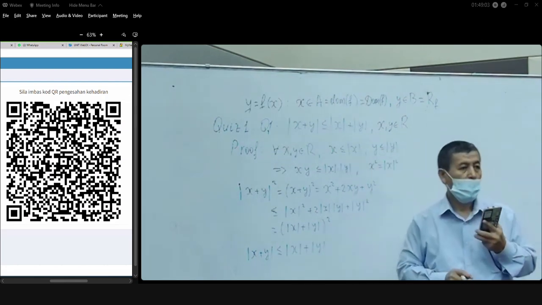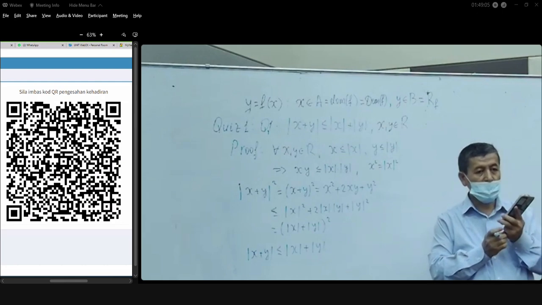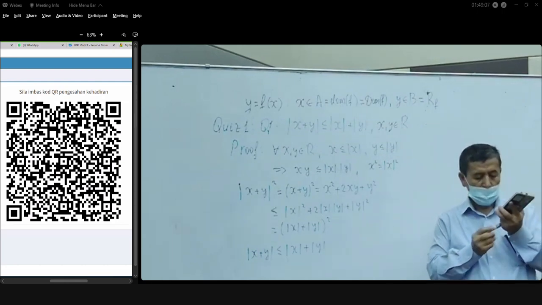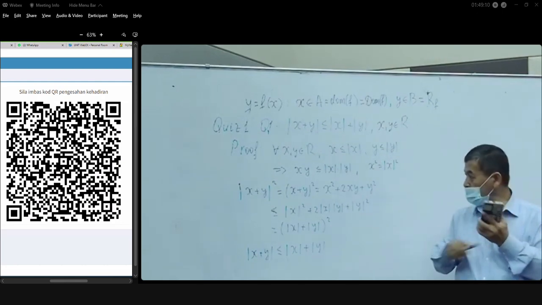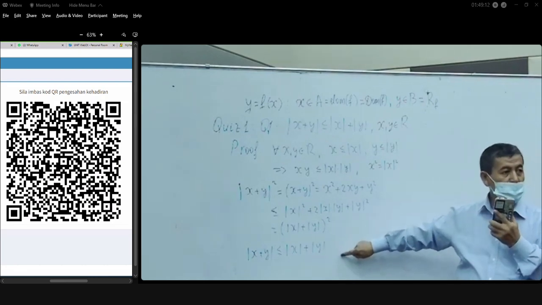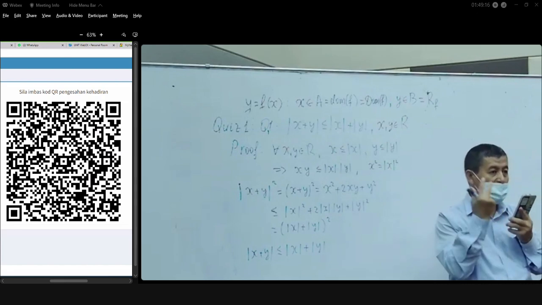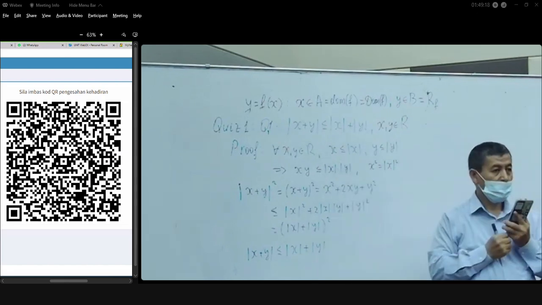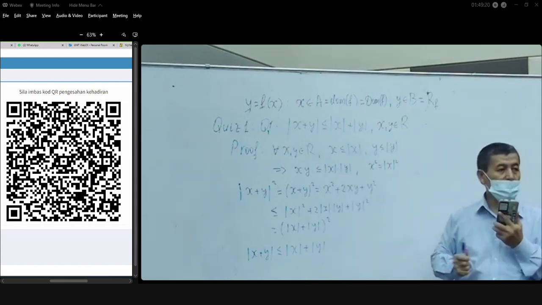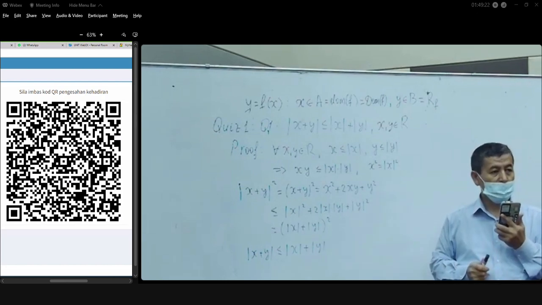Okay, I think this is a simple and short proof. But I saw some students use this, but they never used the proper techniques above. You see, x square is like this, blah blah blah. That is not enough.